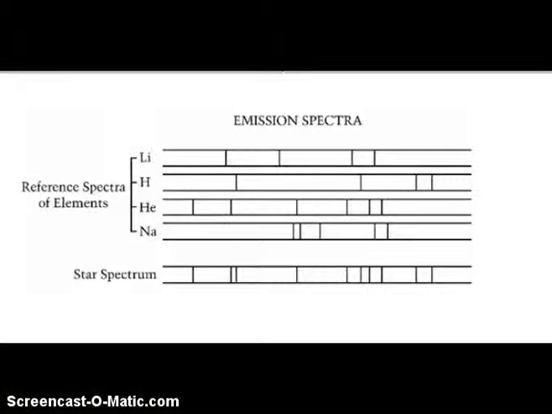So here's an example that I would like to show you before you go forth and do this in your packet on page 13: how you would determine a star's composition. Here you see the star spectrum. We want to know what is the composition, what is in the star. So we have 4 different emission spectra for 4 different elements: lithium, hydrogen, helium, and sodium. The question is, which of these is in our star?